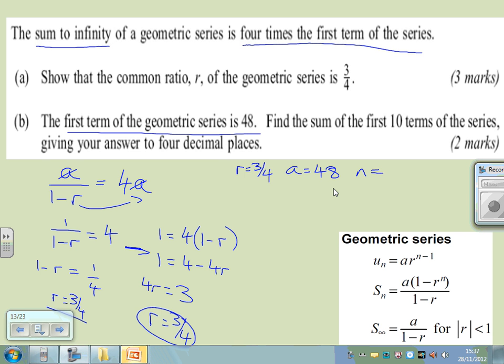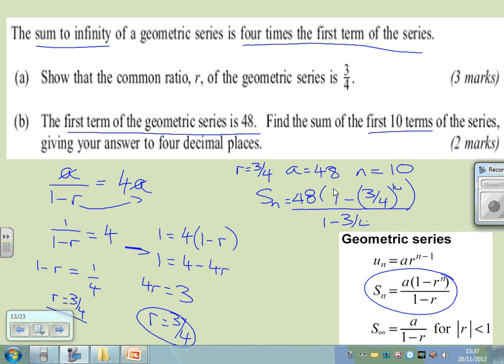And we want the first 10 terms. So now using my sum formula to find the total here, it's 48 lots of 1 minus 3/4 to the power of 10, all divided by 1 minus 3/4. I wouldn't try and do that all in one go on the calculator. I'd work that bit there out first, then I'd times it by 48, and then I'd divide it by a quarter. The grand total of this is 181.1878. I've done that to 4 decimal places because it told me to do it to 4 decimal places. So go back and check sometimes on the roundings.